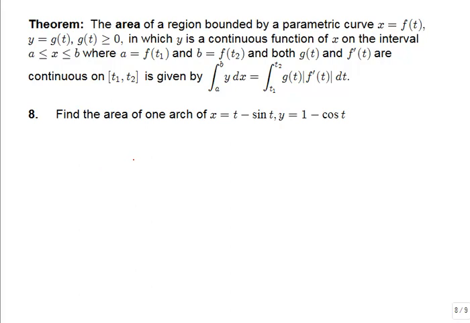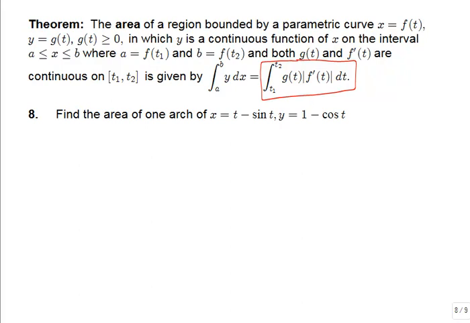This area is given by the integral from a to b of y dx, or the form that we're actually going to use is the integral from t1 to t2 of g of t times the absolute value of f prime of t dt. So this is kind of a complicated formula, but it's a way of finding an area underneath a parametric curve given in parametric form.